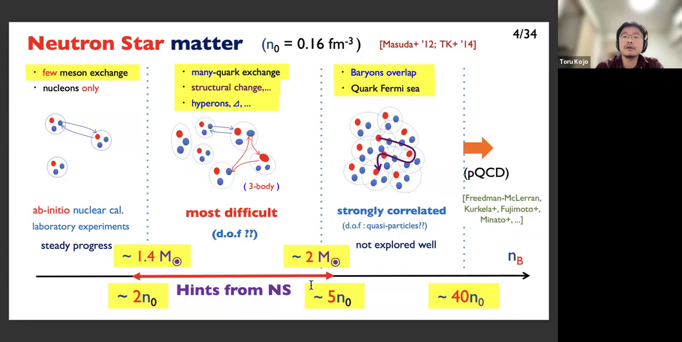But when we go beyond 5 times nuclear saturation density, our description becomes simpler again after baryons overlap, because here quarks are natural degrees of freedom. In that sense, this regime may be regarded as quark matter. But this quark matter should be distinguished from conventional weakly coupled quark matter, because perturbative QCD computations predict its applicability only above about 40 times nuclear saturation density. Below this density, matter cannot be regarded as weakly coupled, but must be strongly correlated. In what follows, I will mainly focus on the physics between 2 and 5 times nuclear saturation density, using hints from neutron star physics.